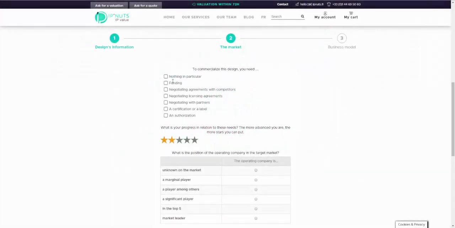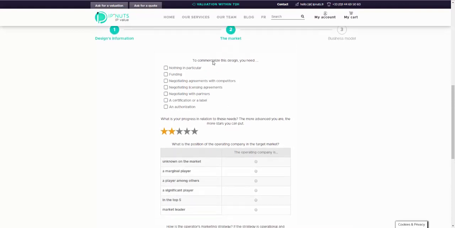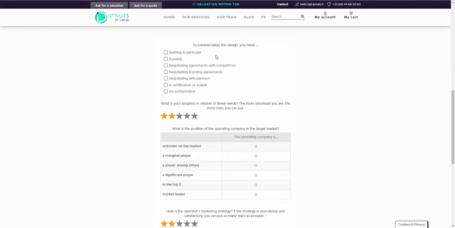So you are on the second part of the questionnaire. In this case, we have answered that our design was not ready to be commercialized. So the first question in this part is for us to understand what are the things you have to do to be ready to commercialize your design. So what do you need?